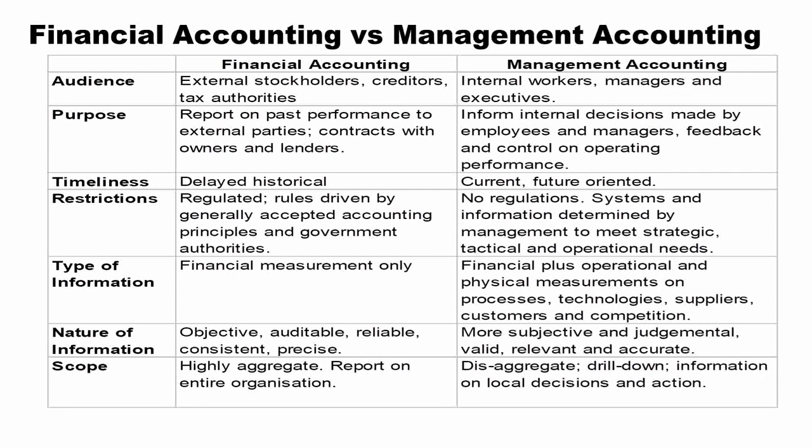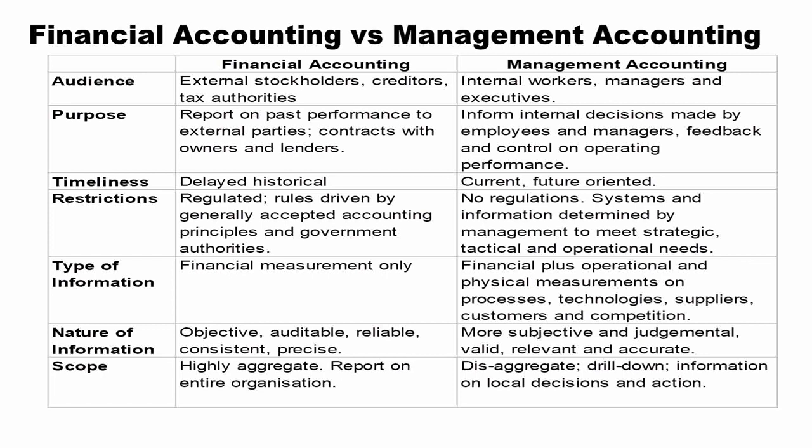So in financial accounting, the audience is external stockholders, creditors, and tax authorities. The purpose of financial accounting is to report on past performance to external parties, contracts with owners and lenders. Timeliness is always delayed and historical. Typically, you'd have it as of March 31st, data in the last 3 months, last quarter. That's the timeliness. Restrictions, regulated rules driven by generally accepted accounting principles and government.